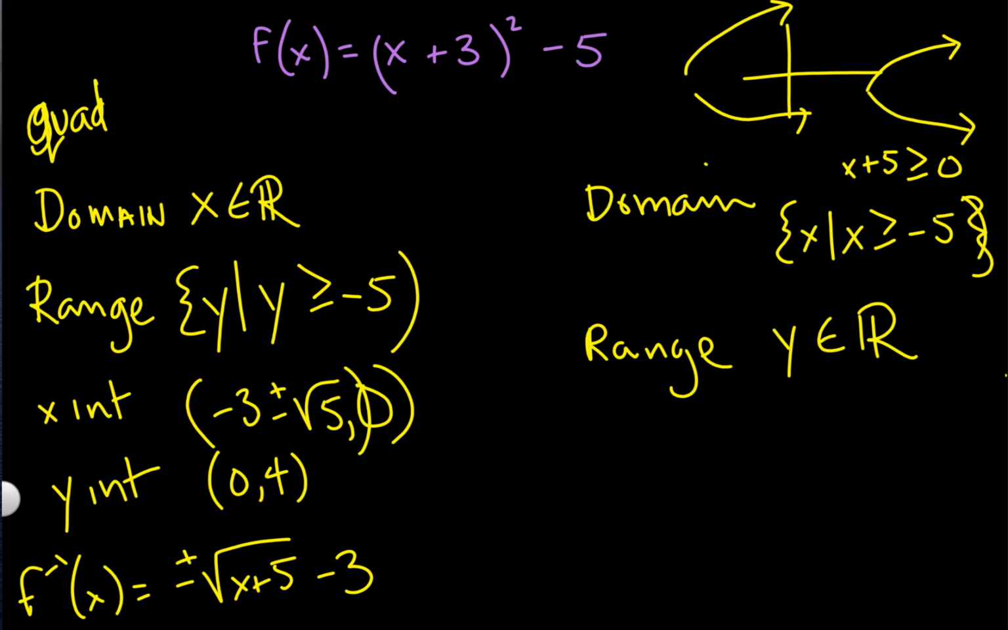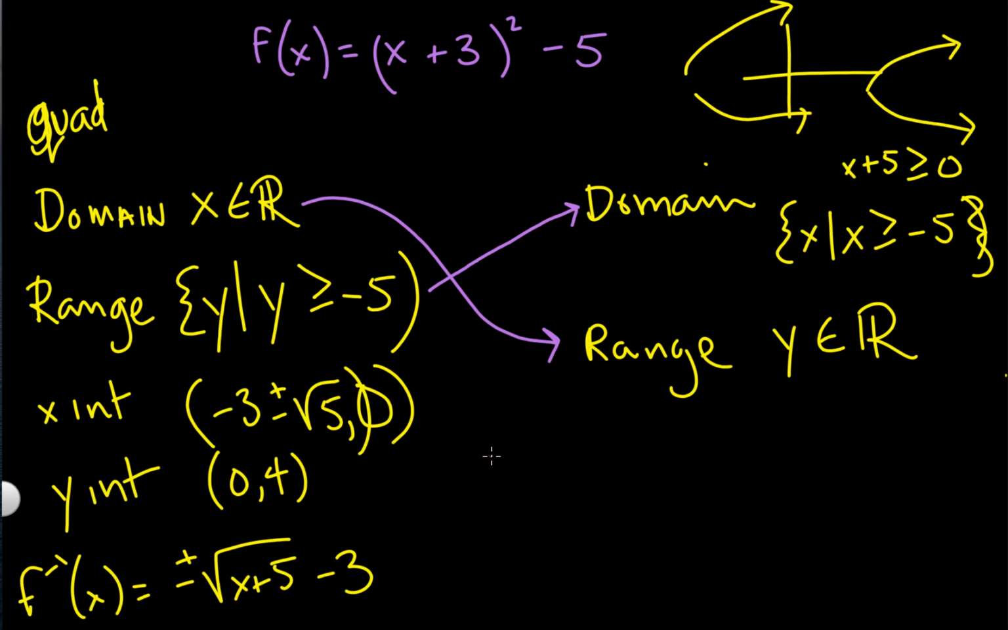Now note here that my domain was the range of my original function, and my range was the domain of the original function, which should make sense considering the fact that in order to find the inverse, we flipped the x and the y and solved for y.